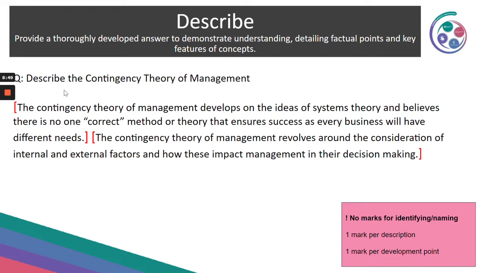So this is describing the main key feature of the contingency theory of management. It's being really explicit and really specific about what it is and what it means. Then it goes on to give a development mark. The contingency theory of management revolves around the consideration of internal and external factors and how these impact management in their decision making. So this is a description of another key feature, and that's where the development mark has been gained. So be aware that you need to describe, so talk in detail about key features or factual points relating to concepts.